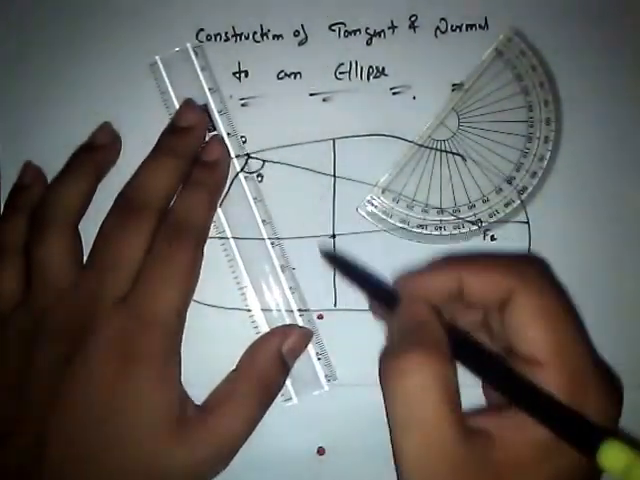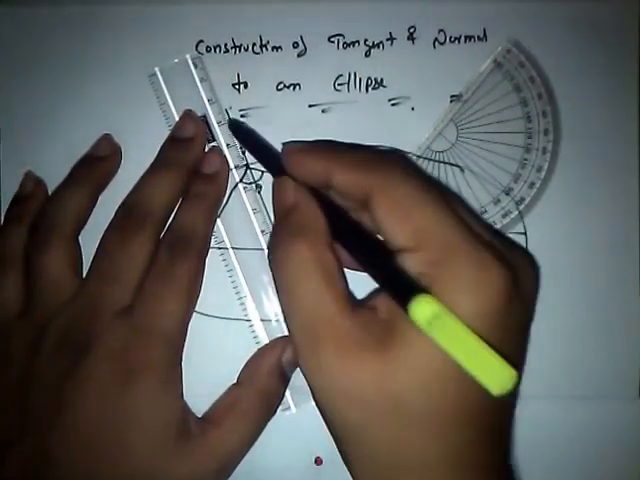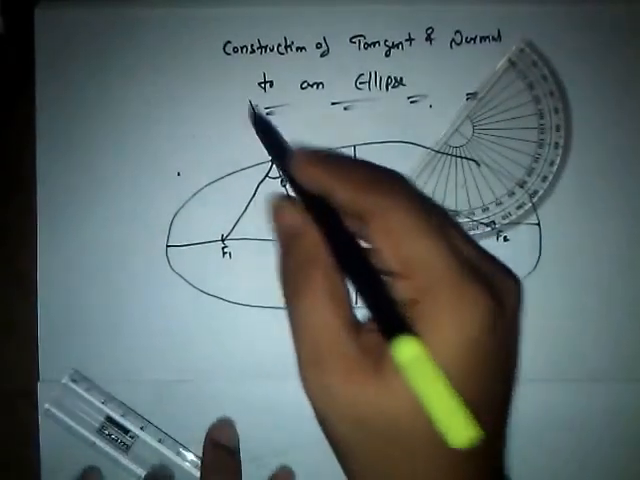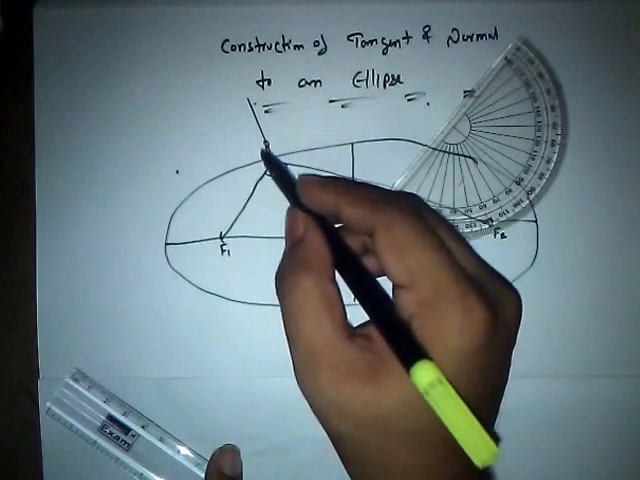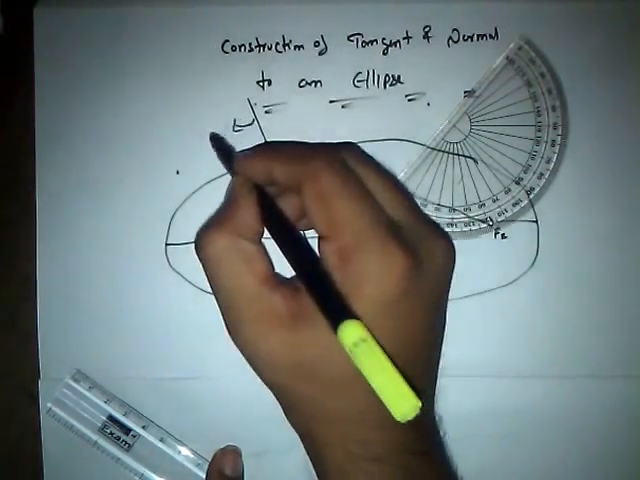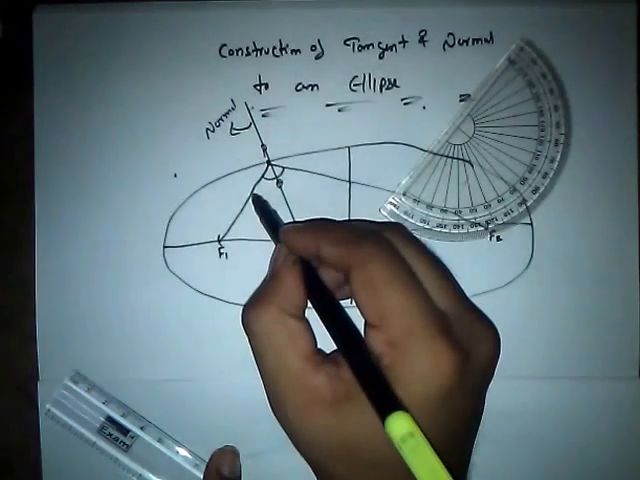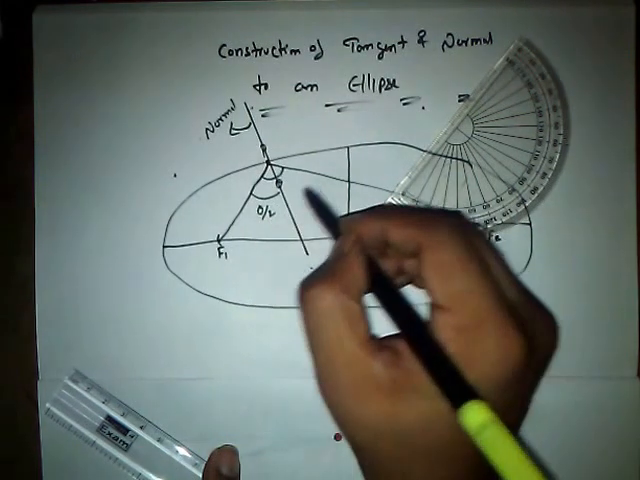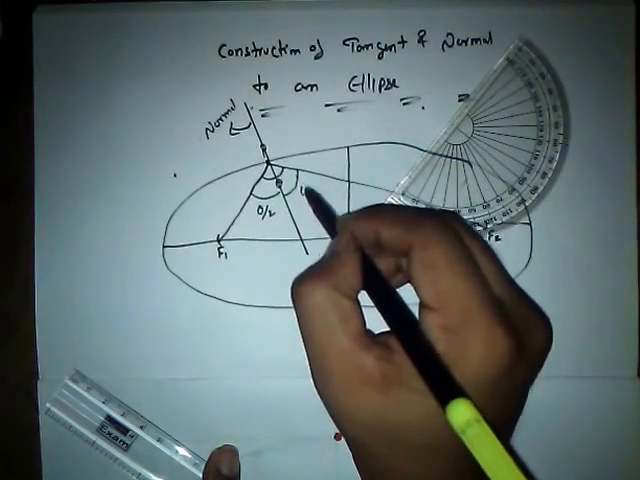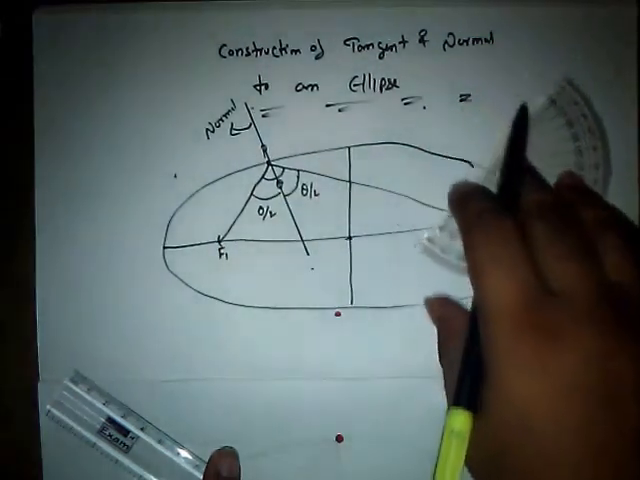So join the point P to the point that we got. It is going to give you a line that is cutting the arc. The line that is cutting the arc is known as the normal. So this is our normal to the curve. The normal cuts this particular angle into half, so this angle is theta by 2, and this angle is also theta by 2. So bisection of the angle is in this way.